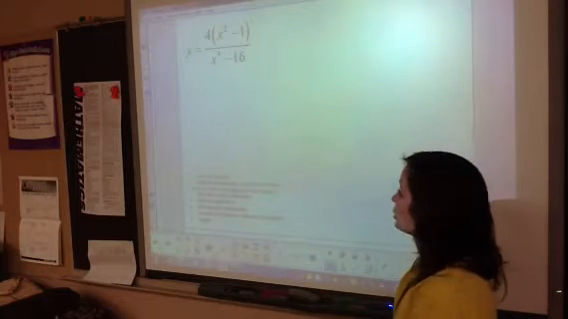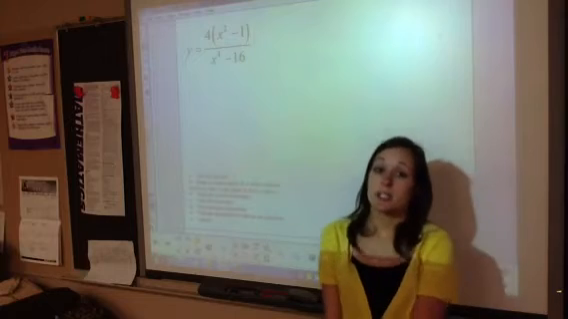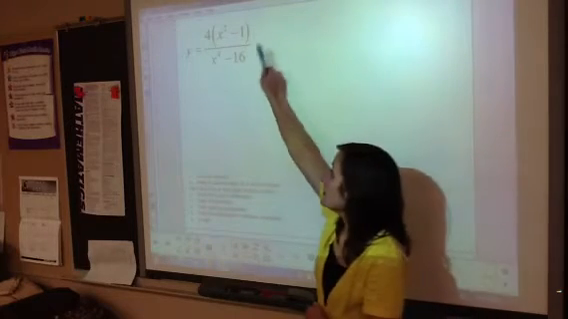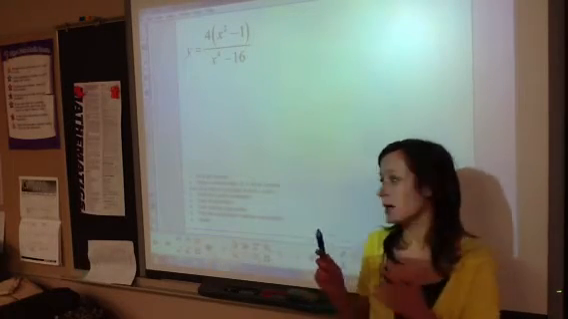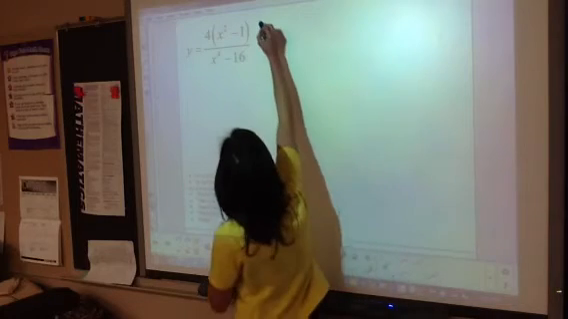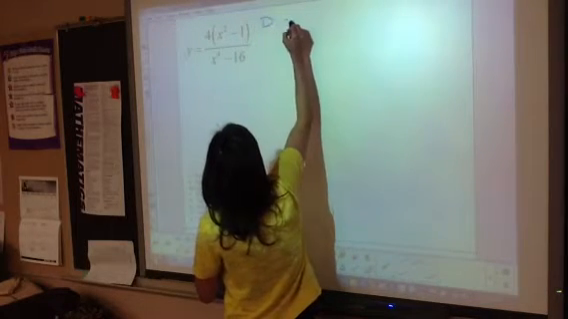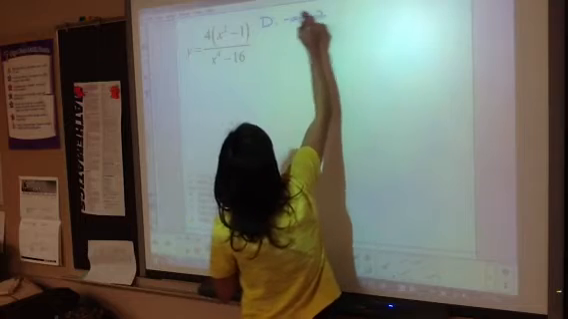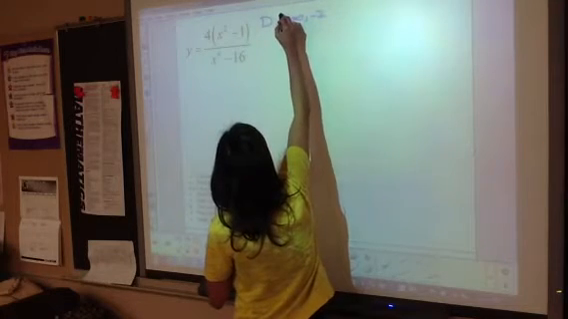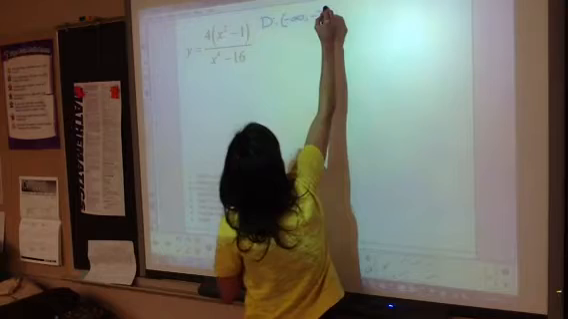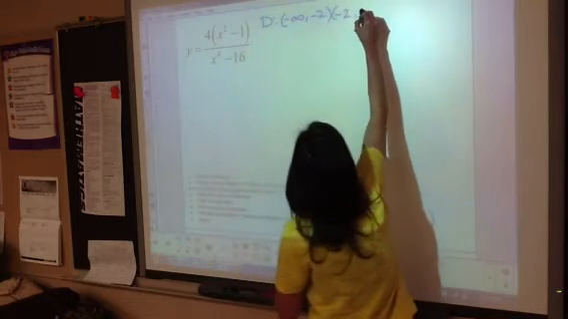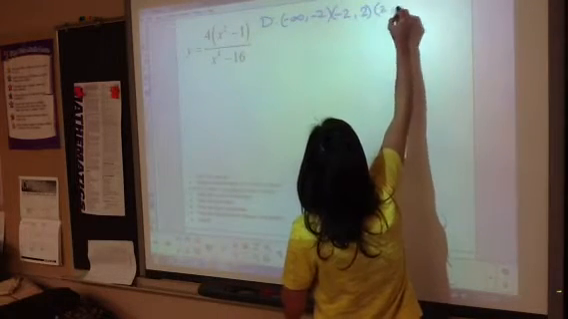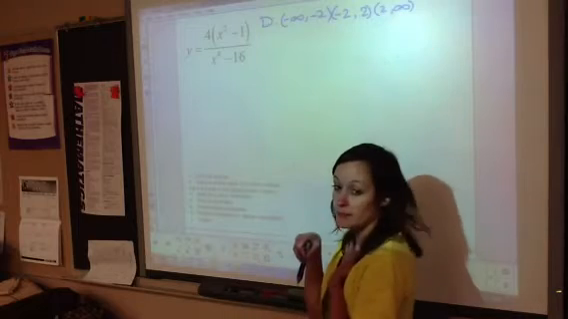So find the domain. To find the domain, we look at the denominator. Pause the video, see if you can do the domain on your own. You should say that the domain is negative infinity to negative 2, and negative 2 to 2, and then 2 to infinity. So you should say that.